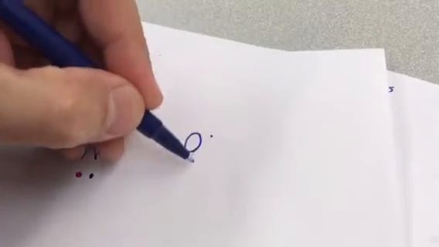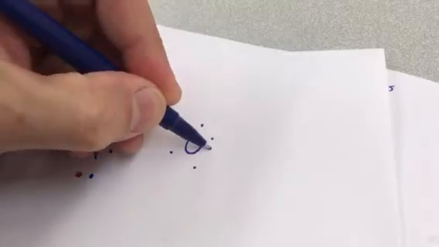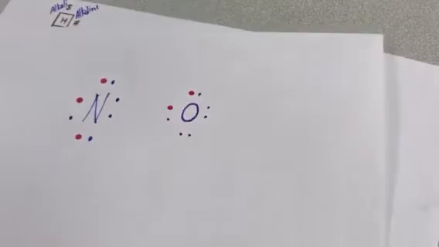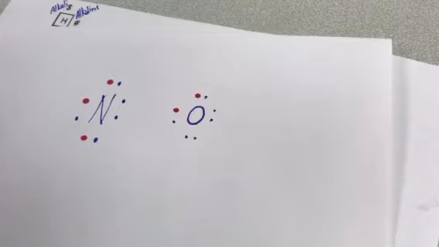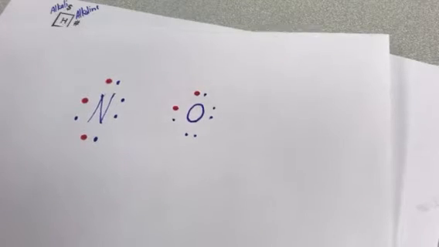Oxygen has 6 valence shell electrons. So if I were to draw oxygen, it would look something like this: 1, 2, 3, 4, 5, 6. And notice right away that oxygen has 2 places where it can bond in order for it to fulfill that 8 outer valence shell electron, or the octet rule. So that one wants to bond with 2.